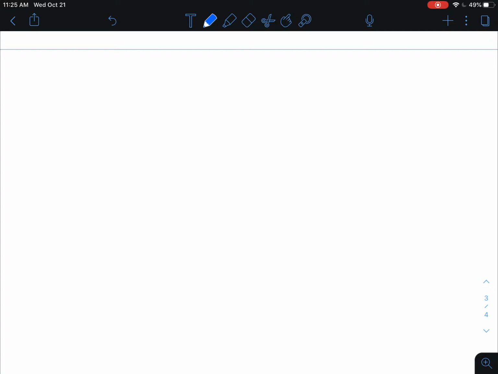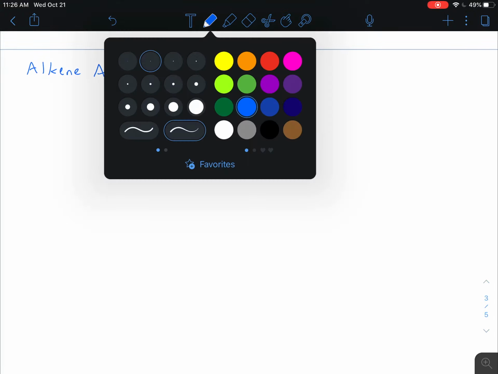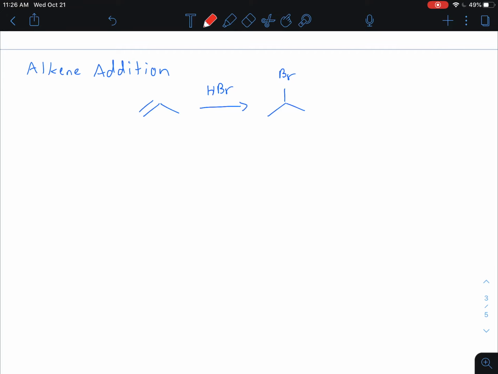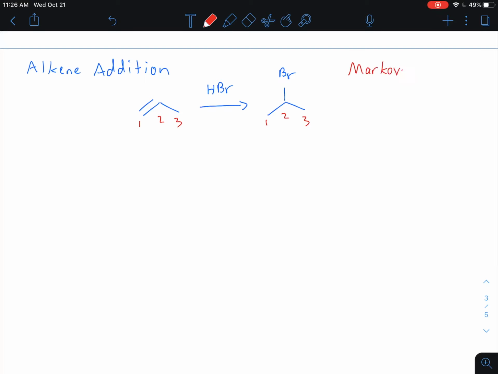So let's backtrack a little bit to our alkene addition. We know that if we take one propene and we react it with HBr, our expectation should be that we add to carbon 2. Let me number here, 1, 2, 3, and we know that this is a Markovnikov addition. It goes through a carbocation, etc., etc.